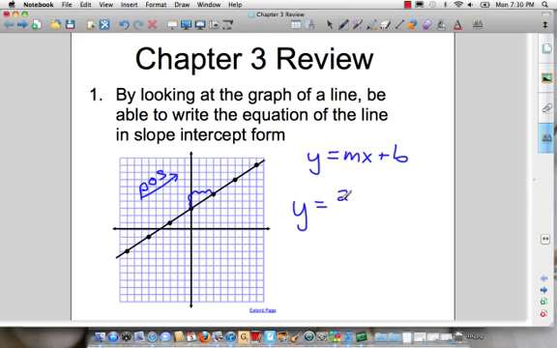So the slope is 2/3, and I'm going to go ahead and leave that as a fraction. And then b is the y-intercept. That means where it crosses the y-axis. And here's the y-intercept. It's at a height of positive 3, so plus 3.